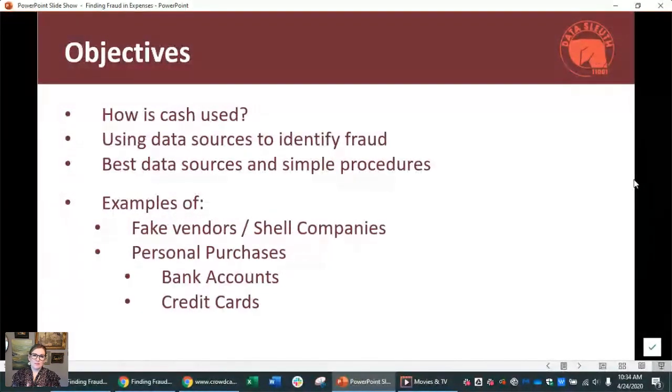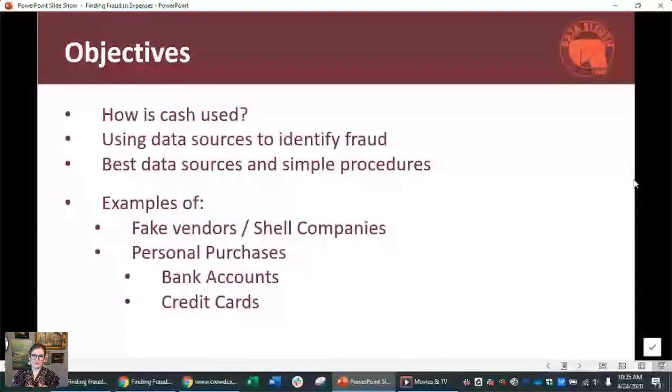I'm also going to give you some case examples today of fake vendors, shell companies, and personal purchases. Really, the majority of the cases we work, with the exclusion of payroll, because payroll is also a way that cash leaves the company, but we address that in the first week of these webinars. But really, these are some of the most common ways. We could talk about reimbursements, I guess, but the ACFE has a really nice, I think they call it their fraud tree.